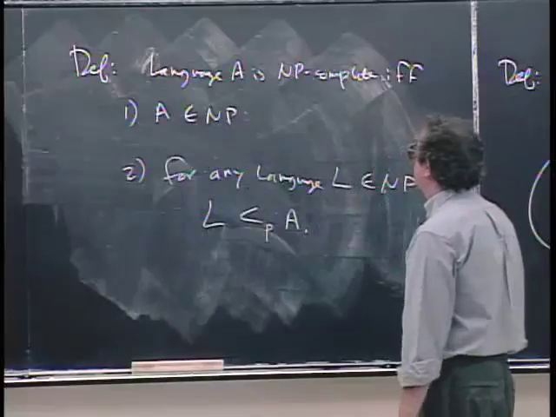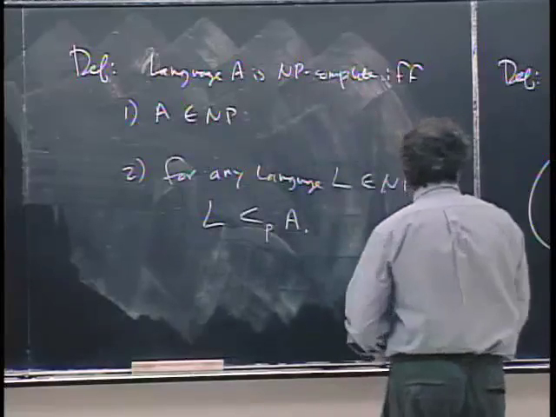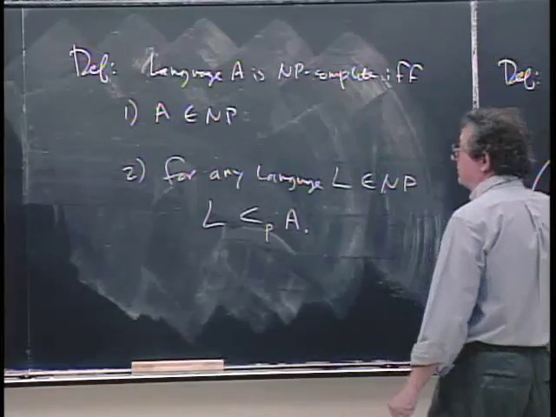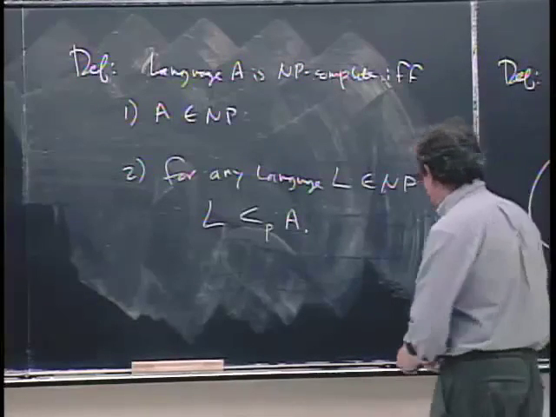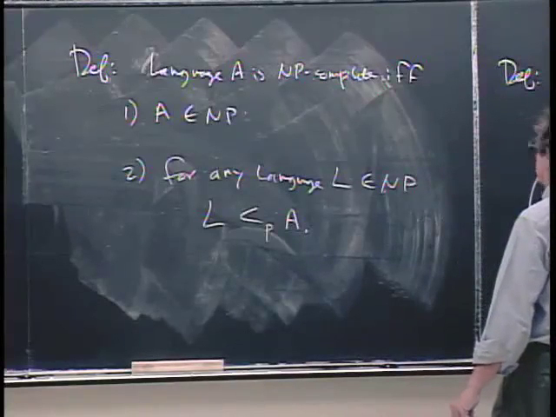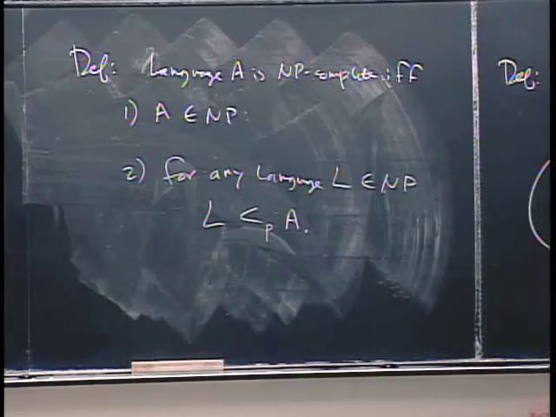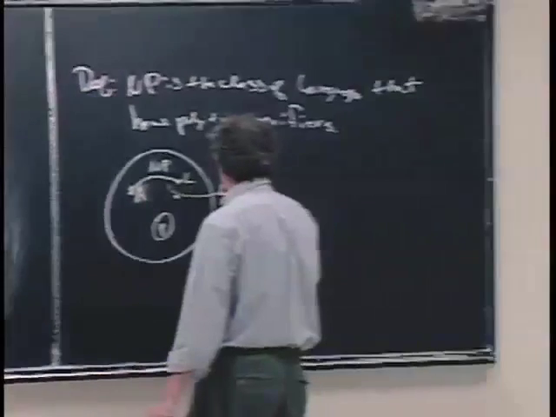Okay? So a language is NP-complete. To be NP-complete, first of all, it has got to be in NP. And secondly, it's saying whatever other language, for any other language L in NP, you can reduce questions of deciding L to the question of deciding A, and the reduction is polynomial time. Okay? L reduces to A.